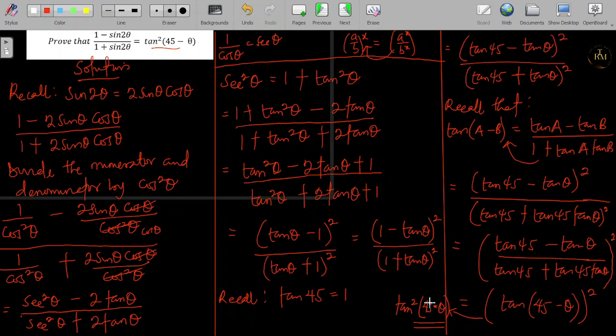So you can see the step-by-step approach to how I was able to obtain 1 minus sine 2 theta divided by 1 plus sine 2 theta equals tan squared 45 minus theta. Yes, there might be some manipulation I've done. That's why you have to go through it again and see if you can attempt it yourself. Pause the video, attempt it, and try it all over and over again. So this is where I'm going to stop right now.